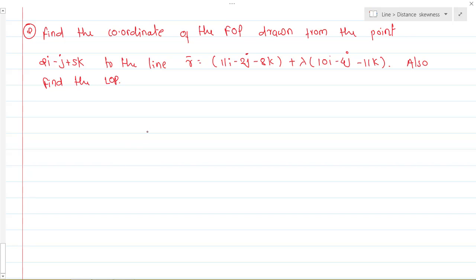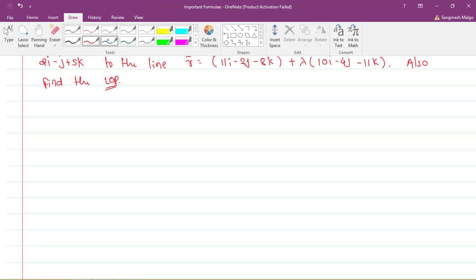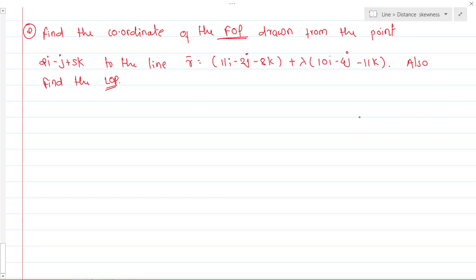Okay, perfect. See here again in this question we have to find the foot of perpendicular coordinates and we have to find the length of the perpendicular. The same question as we have seen in the first question. They have given one point whose position vector is 2i minus j plus 5k, and we have been given one line also. So we have to find the length of the perpendicular and the foot of the perpendicular. So M is nothing but the foot of the perpendicular. This is a perpendicular, so M becomes the foot of the perpendicular. We have to find the coordinates of this point M.